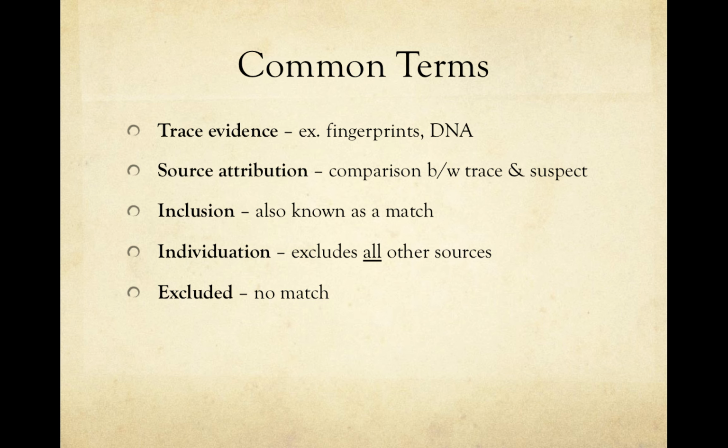Another term you might see is excluded. Excluded means that there is no match between the trace evidence and the suspect. This doesn't necessarily mean that they aren't guilty. For example, an exclusion might occur if the trace evidence was degraded for whatever reason. But if you do have good evidence that hasn't been degraded, then an exclusion really does mean that there is no match.